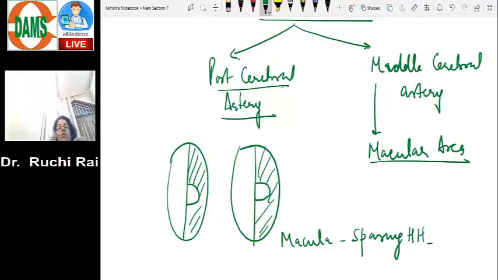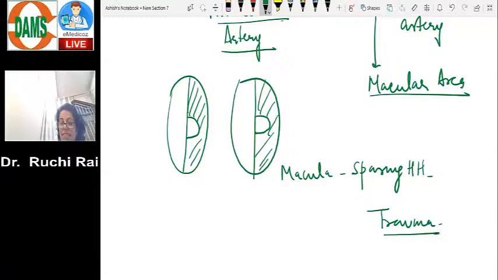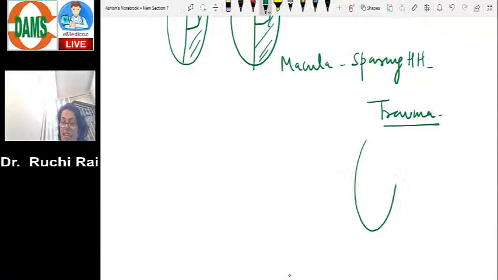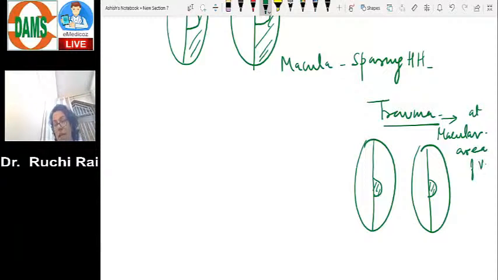Vascular lesions will not cause macular homonymous hemianopia. It is only any trauma which actually hits the macular area. After trauma, if the macular area is affected, then you can get a macular homonymous hemianopia. When the macular area of the visual cortex is damaged by trauma, I can get a macular homonymous hemianopia.